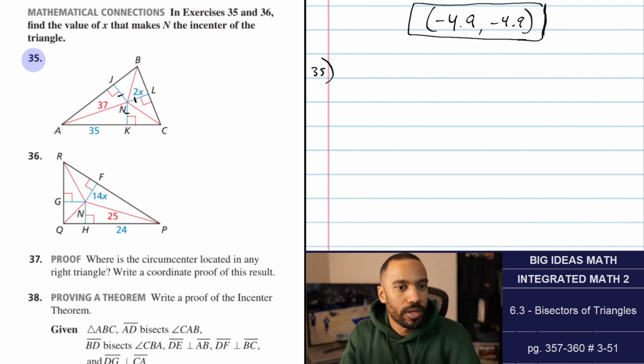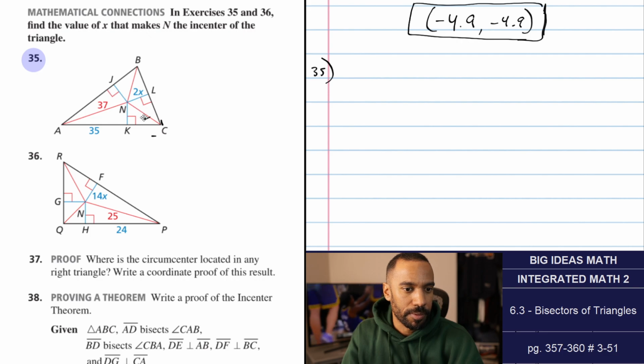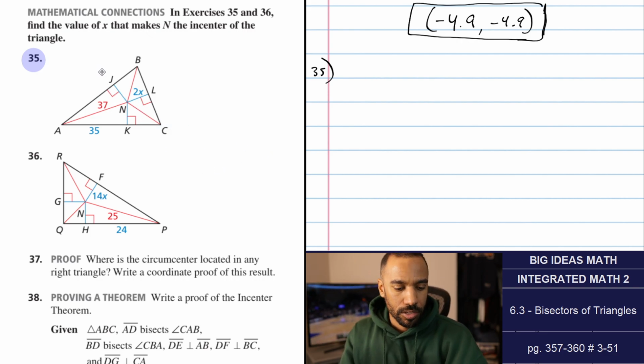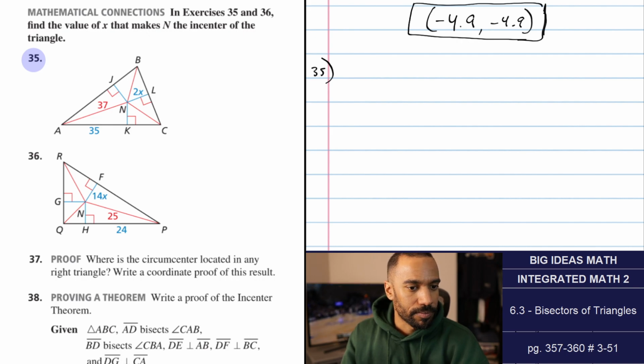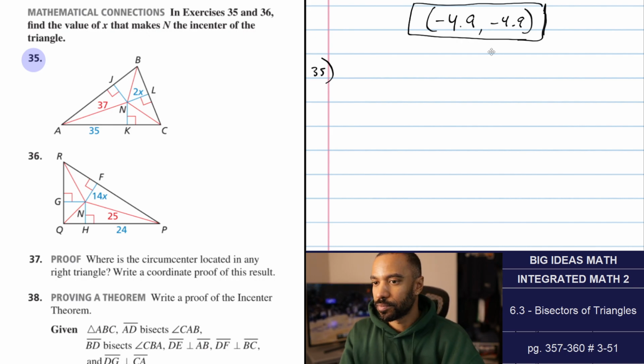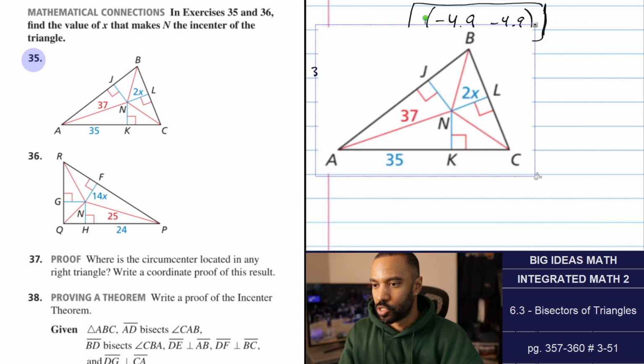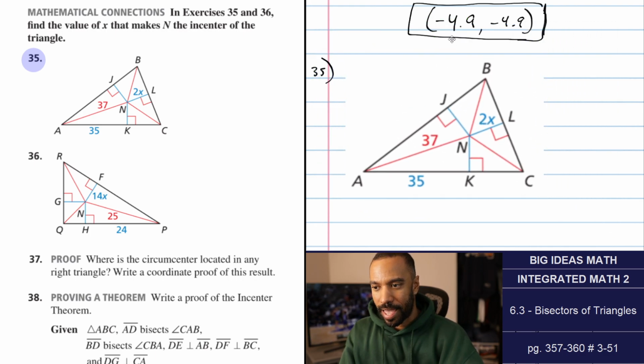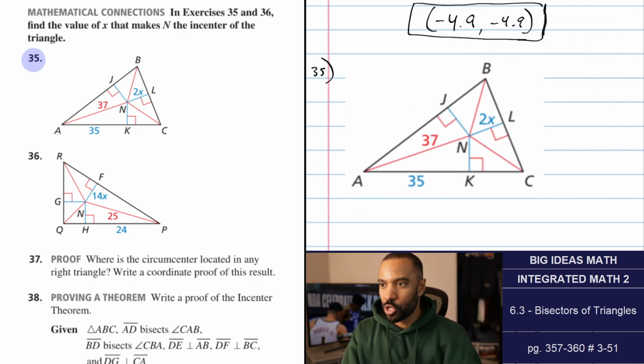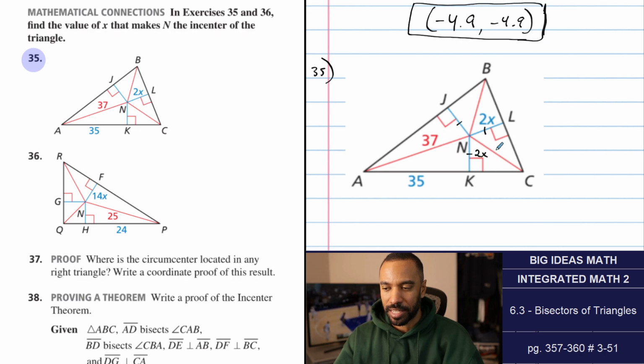So I'm going to actually bring this diagram over. Let me get rid of my little piece of art. Let's do some work on it. That 2x that you see there should also be a 2x anywhere else you go on the blue, because these are all the same. So if that's 2x, so is NK, also 2x.